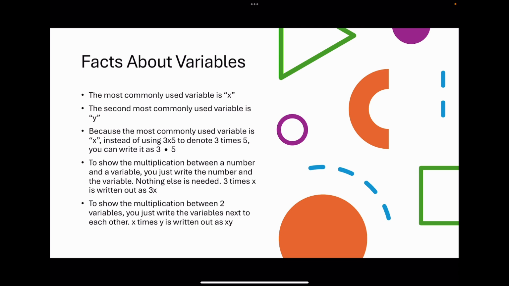3 times x is written out as 3x. But note that the number always goes first. To show the multiplication between two variables, you just write the variables next to each other. X times y is written out as xy.